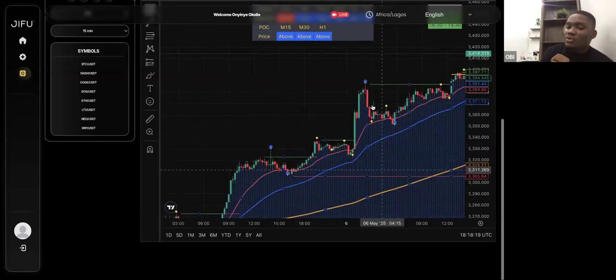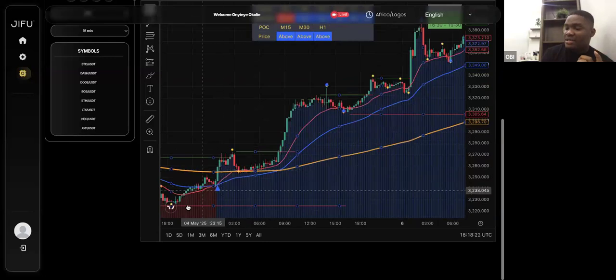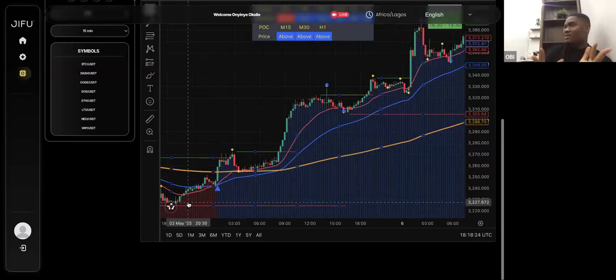After the red line from under has crossed above the blue line, it has to be from under, because some people will make a mistake now. Once they see that the red line has crossed the blue line, they will not check if it's from under. That's why I am emphasizing and emphasizing and emphasizing. It has to be from under.